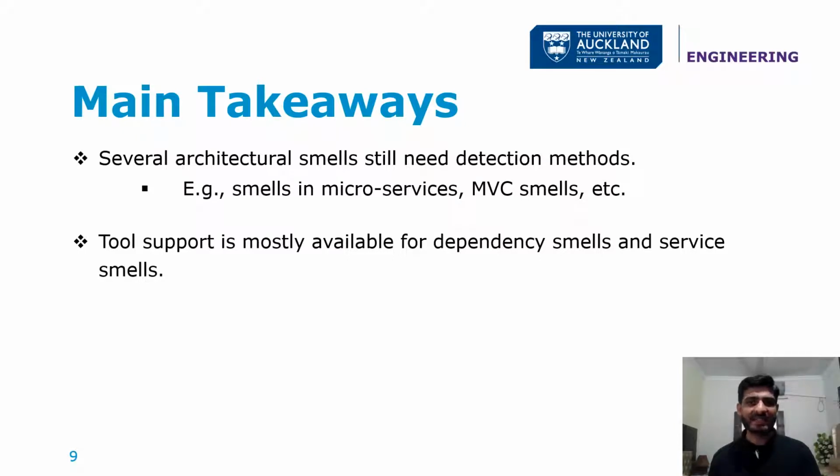Currently, the existing tools can only support detection of common dependency smells, for example, cyclic dependency, unstable dependency, or hub-like dependency, and some service-oriented smells, but not microservice smells. This is an important finding from the tools perspective because in order for the industry to adopt the tools, support for more smells is necessary.